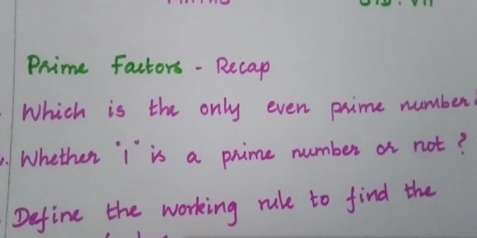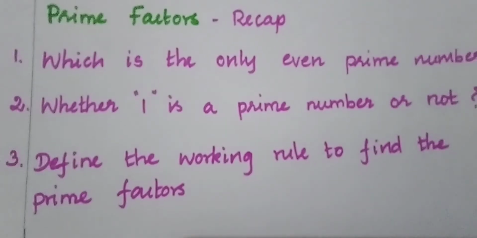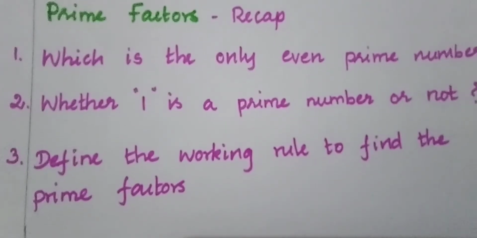Define the working rule to find the prime factors. The prime factors of a natural number n is obtained by successive division starting with 2 or 3 until the last factor becomes a prime number.